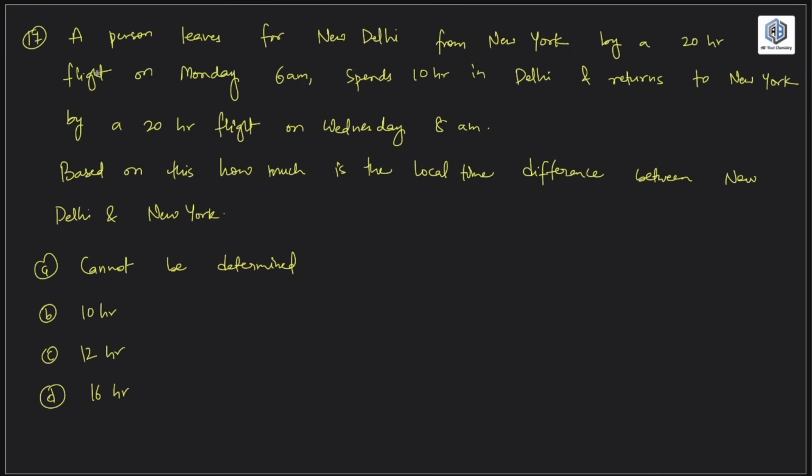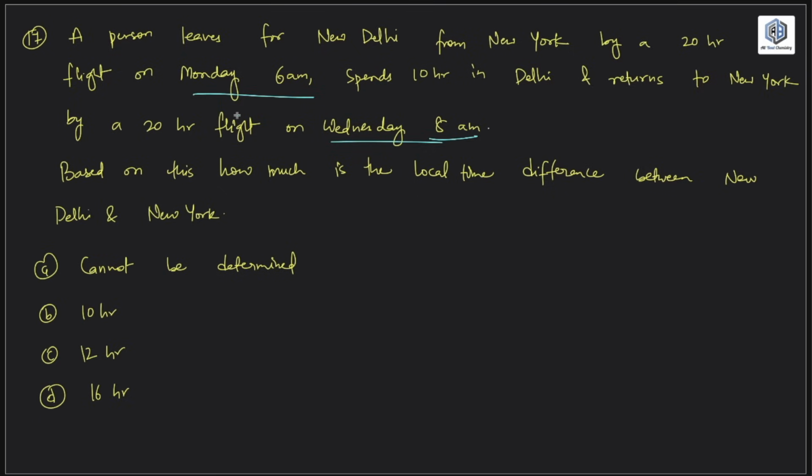Okay, next question was that a person leaves for New Delhi from New York by a 20-hour flight on Monday 6 a.m., spends 10 hours in Delhi and returns to New York by a 20-hour flight on Wednesday 8 a.m. Based upon this, how much is the local time difference between New Delhi and New York? See, whatever was mentioned over here was all about New York. He started from New York on Monday 6 a.m. and he reached New York on Wednesday 8 a.m.